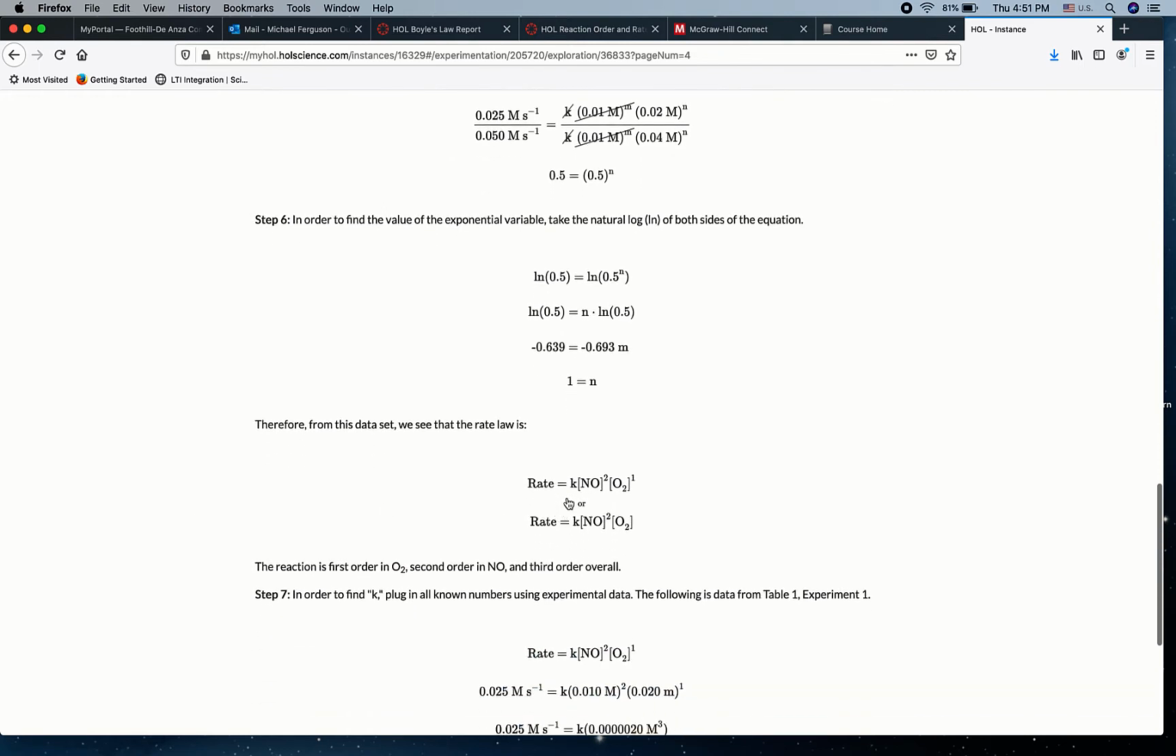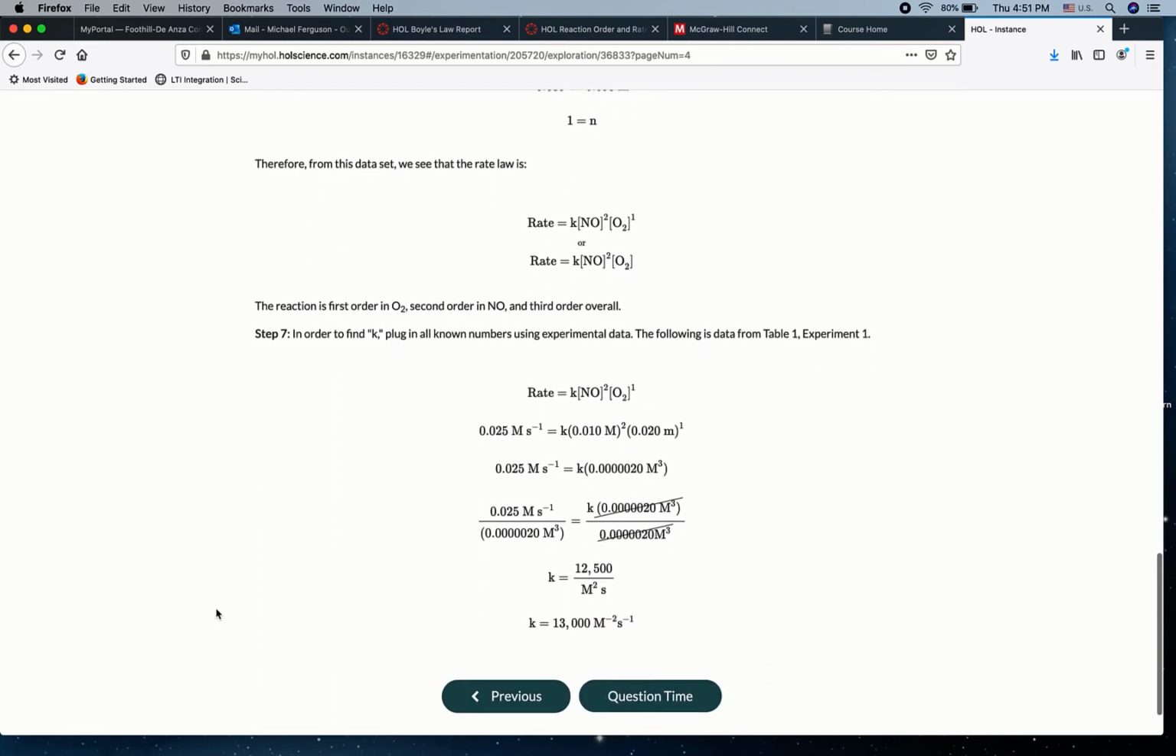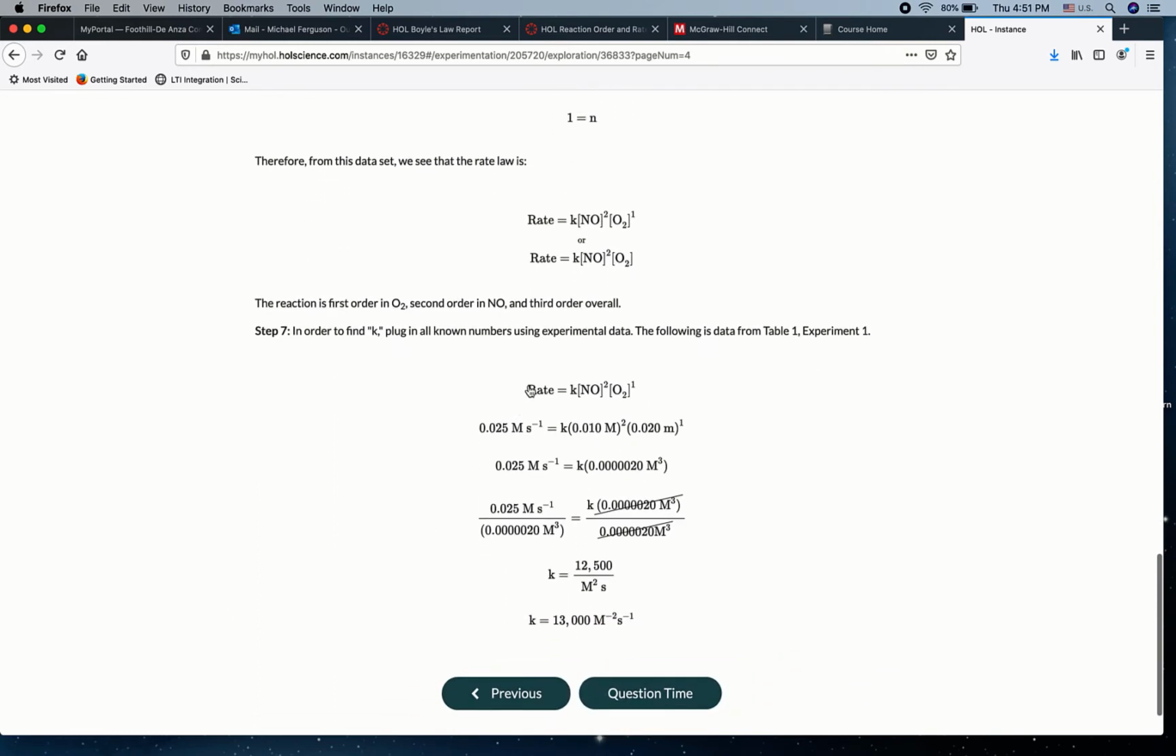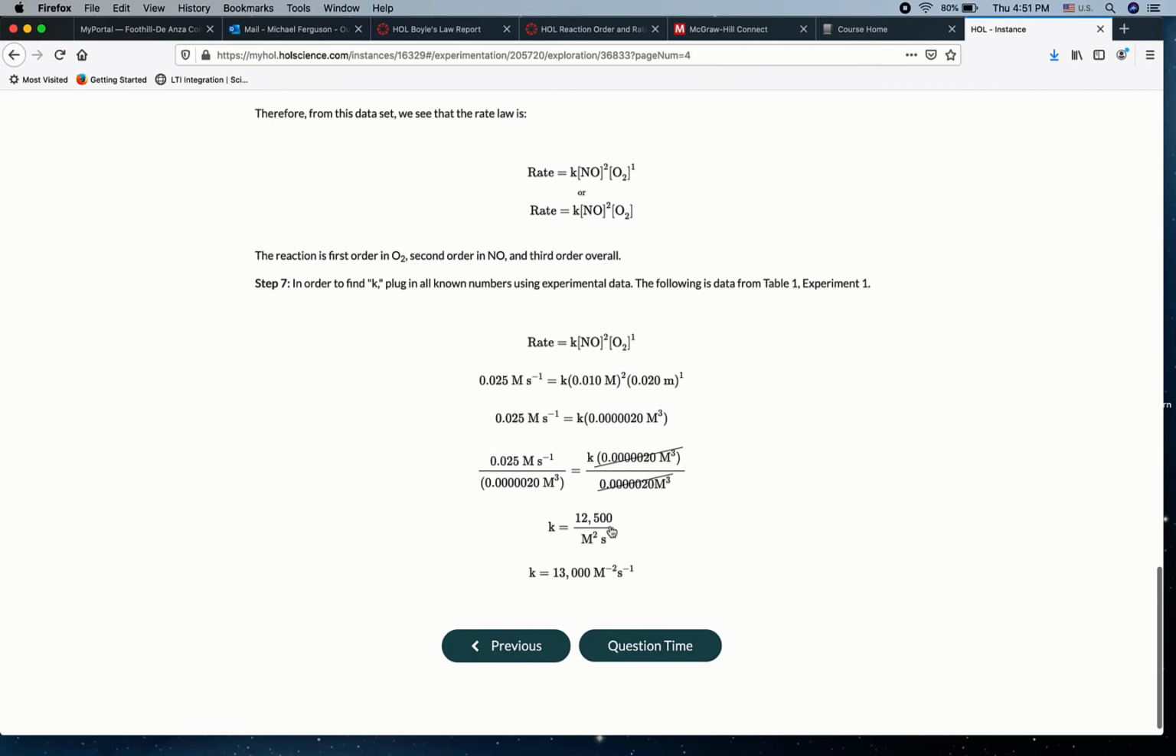So now you know the rate is equal to some rate constant, nitrogen monoxide squared, oxygen to first order. And then the way you figure out the rate constant is you pick any value of the rate, you put in the rate, and then you put in the concentrations. Now you solve for the rate constant. And also with the rate constant, make sure you get the units done properly.